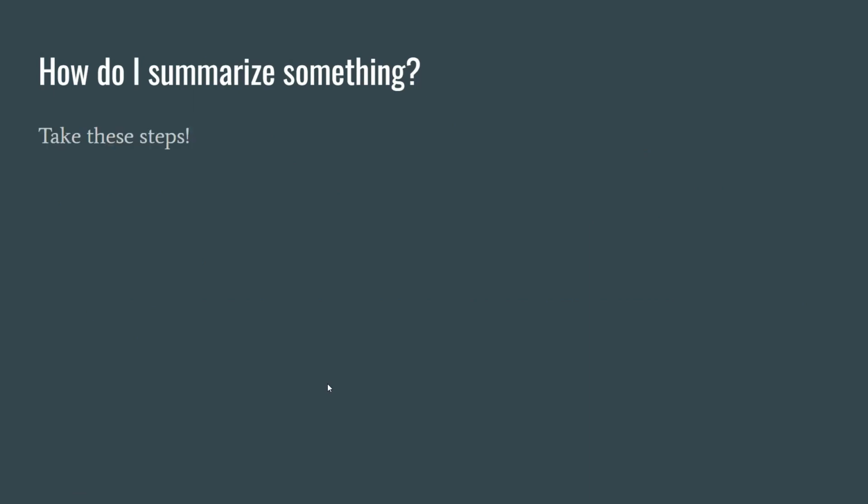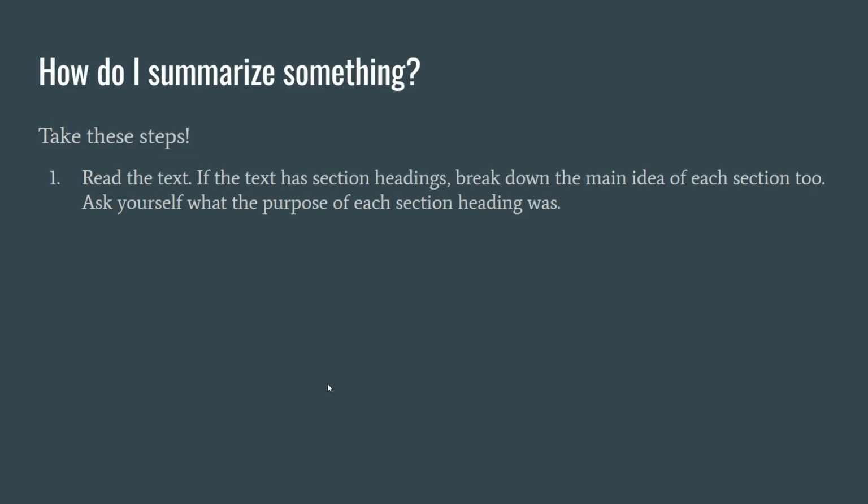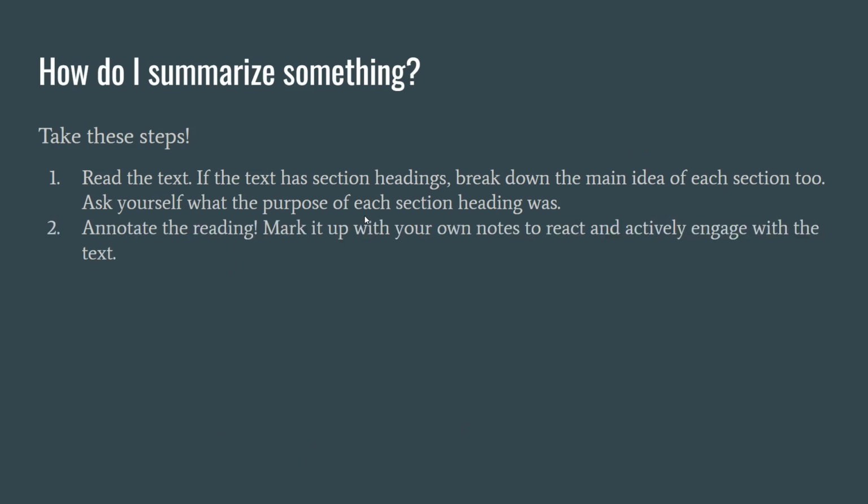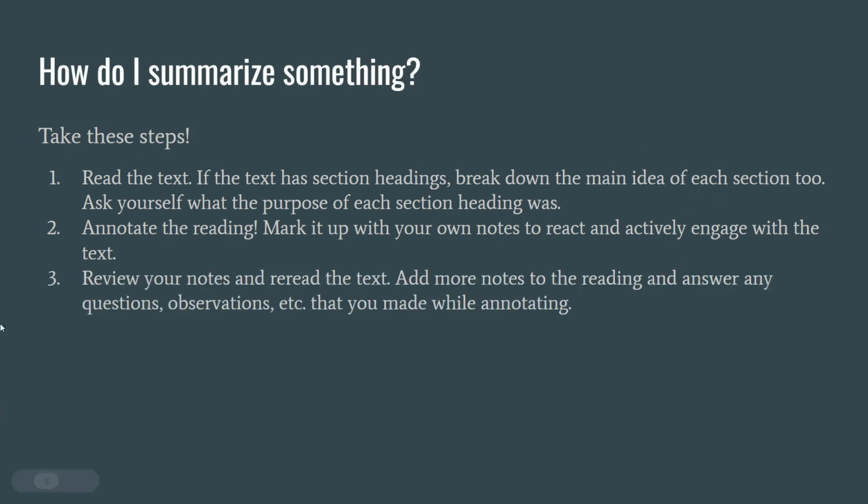So, how do I summarize something? Take these steps. Read the text. If the text has section headings, break down the main idea of each section too. That helps the reading be less intimidating, I think, because when you ask yourself what the purpose of each little subsection was, you can build those towards the main idea. Annotate the reading. You're learning about annotations. Mark it up with your own notes through the symbols that you've learned about to react and actively engage with the text. So you practice that active reading.